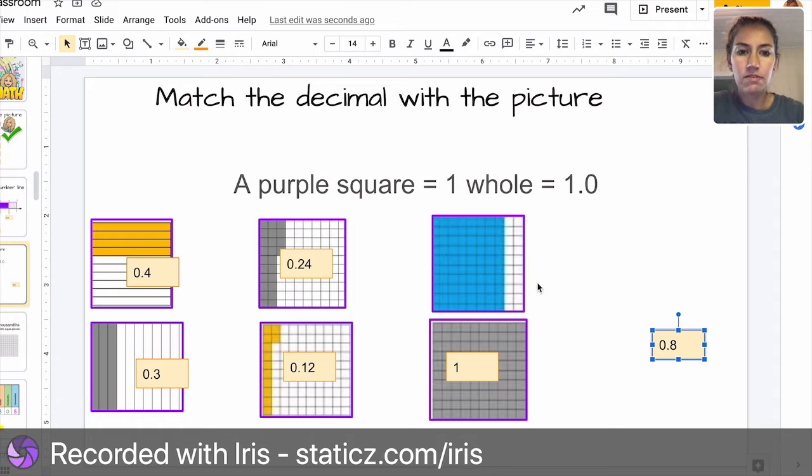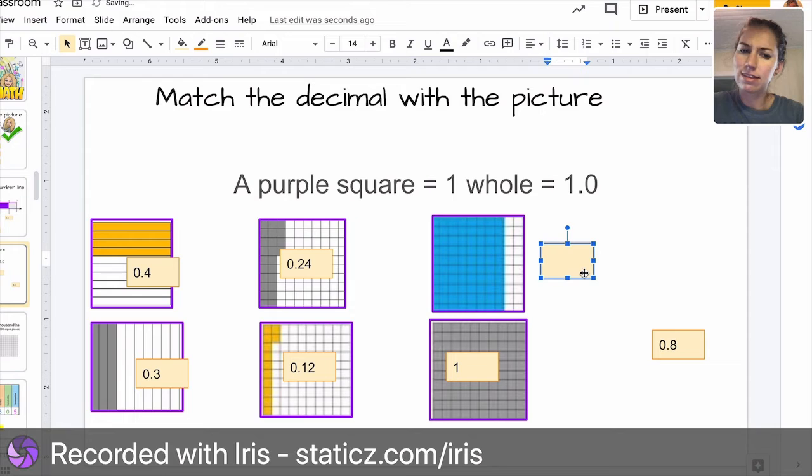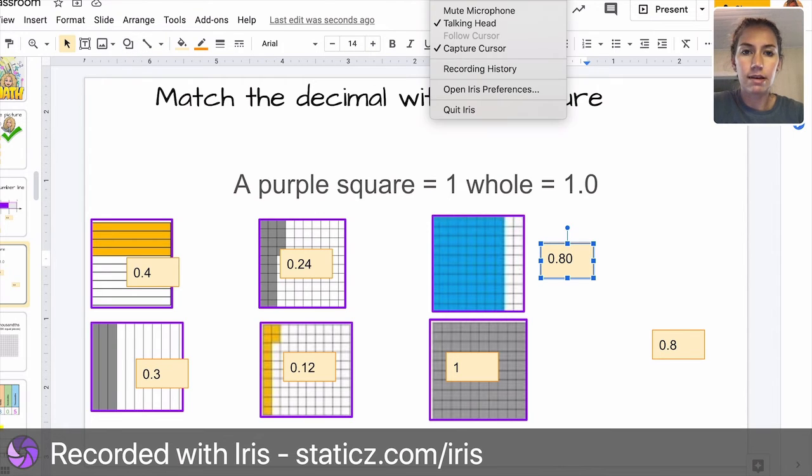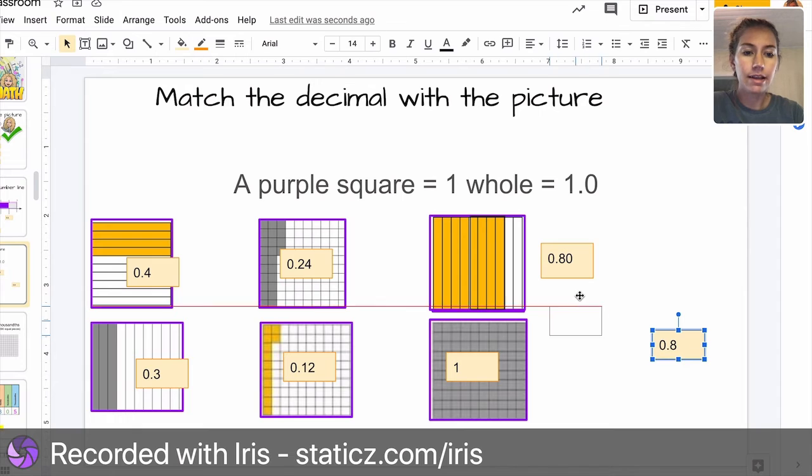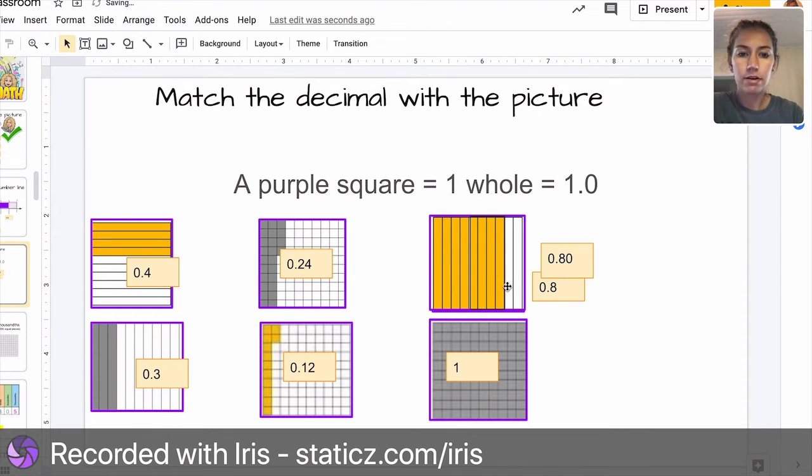Now I think some of you got confused because you were looking at this and you said, well, Miss Izzy, those are hundredths. That's 80 hundredths. But if we were to think about it as tenths, guess what we would see? It's the same thing. 8 tenths is equal to 80 hundredths. Those are the same amount of space. We just cut it up differently.